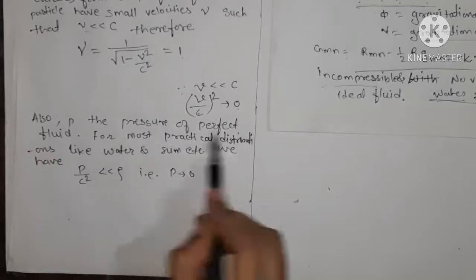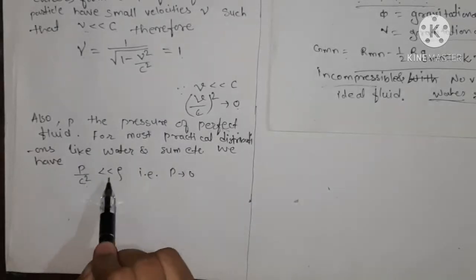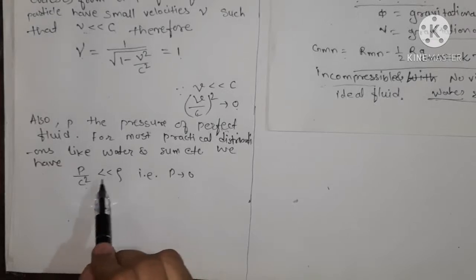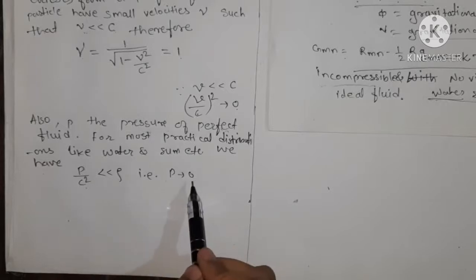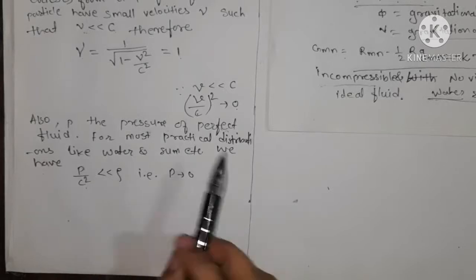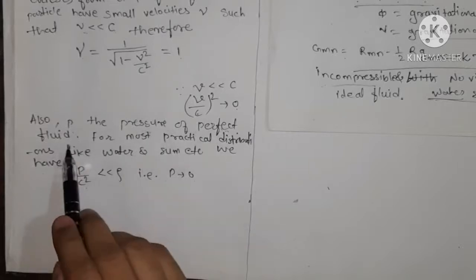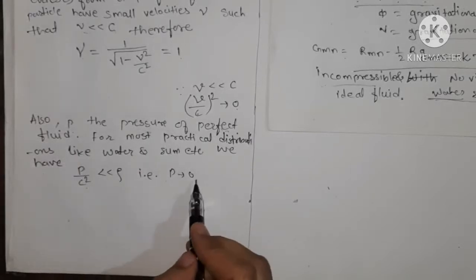So for the perfect fluid, we have P upon c square very much smaller than rho, the density, and hence there is no pressure on the fluid, that is, the fluid is incompressible. So we say that P, the pressure of the perfect fluid, is negligible or tends to 0.